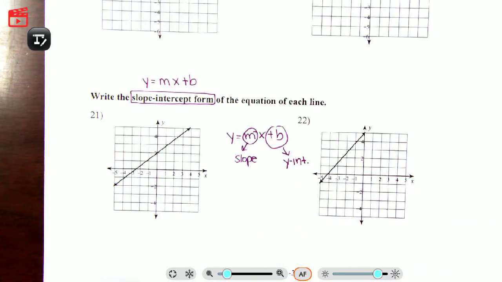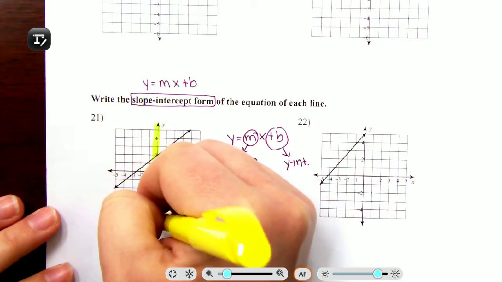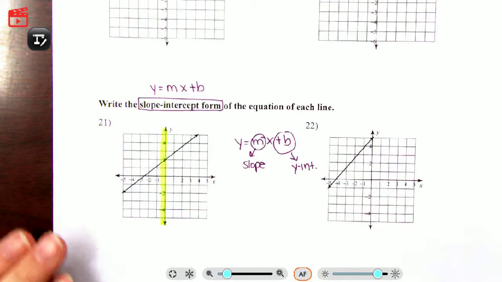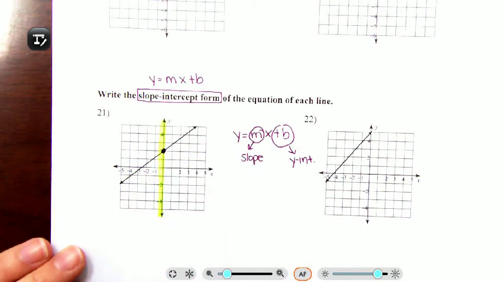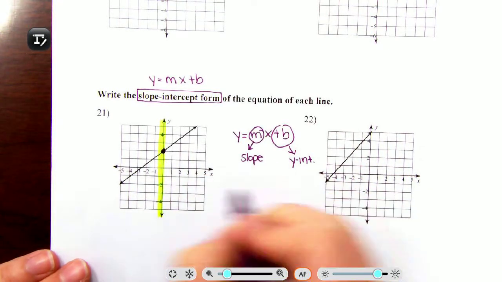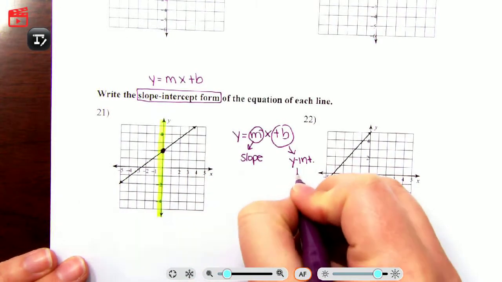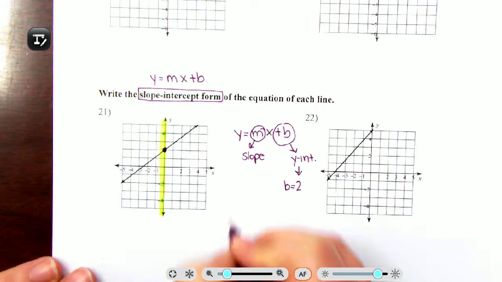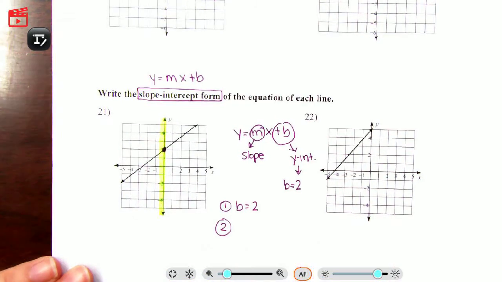The easiest way to do that is to take your finger, or in this case I'm going to use a highlighter, and run it down the y-axis. See where the line hits the y-axis. There it is. That will be your y-intercept. So what is it? I already covered it up with my point, but I believe that was 2. So that means our b value is 2. So step number 1, b is 2. Step number 2, we want our slope.